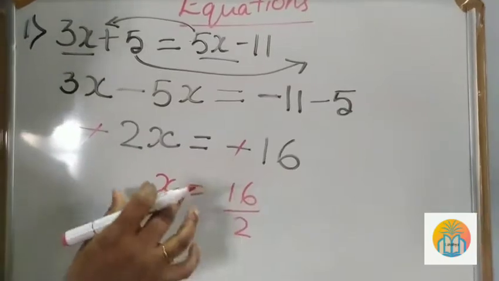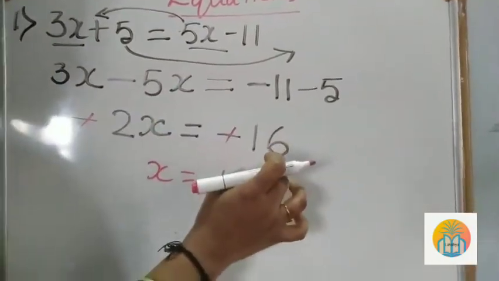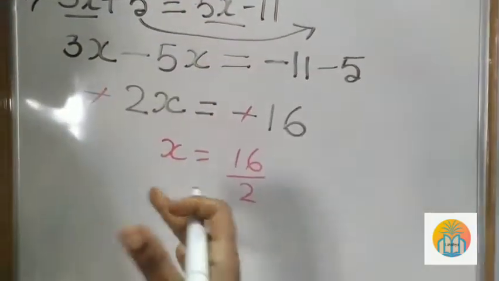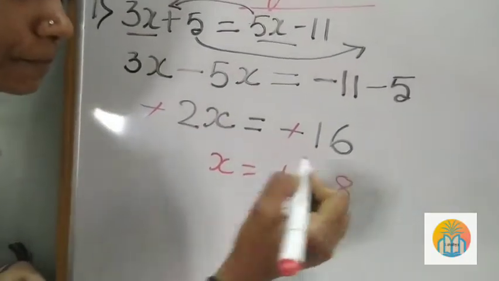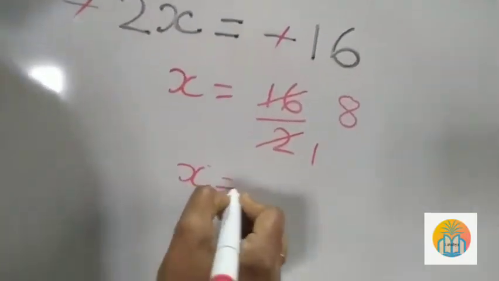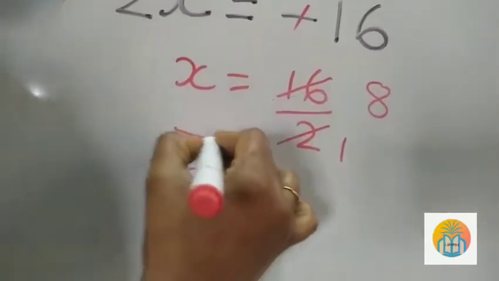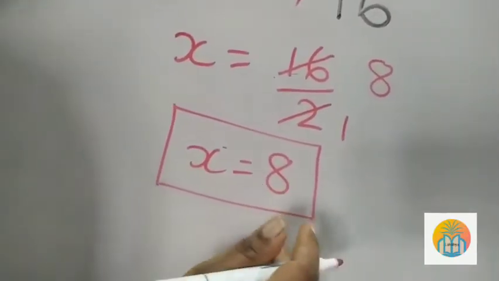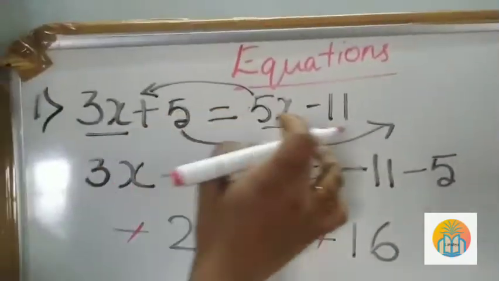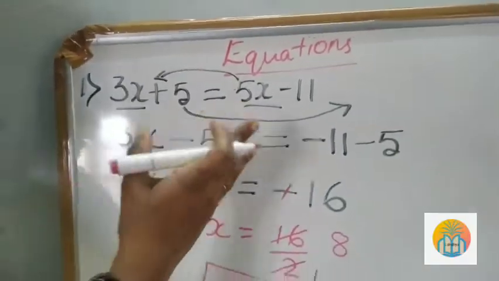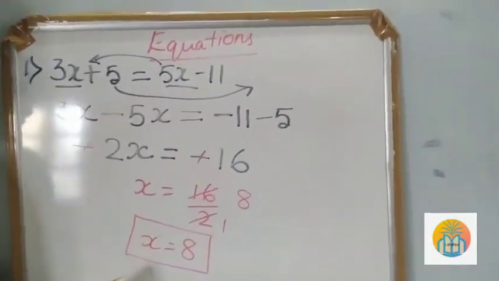You have to cancel it because it is 2 times the number 16. So 1 time a number becomes, you have to divide it. So 2 ones are 2, 8s are 8. So the value of x is equal to 8. The meaning of this value x equal to 8 is that if you substitute or put this value here, the two sides become equal. So that is the meaning of solving an equation.